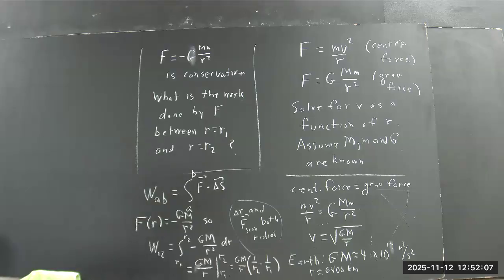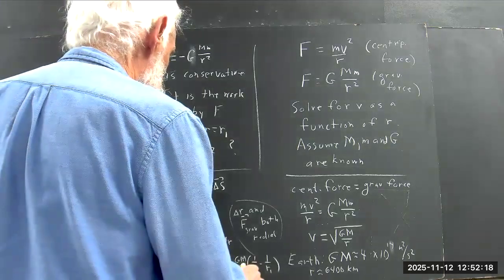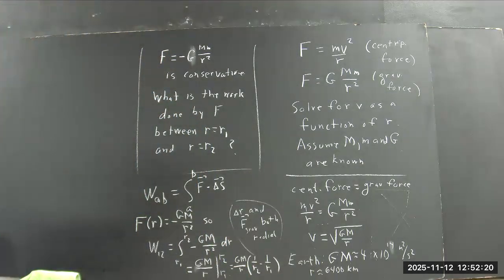Equals GM over R times 1 over R2 minus 1 over R1. Divided by 3, it would be. But we could also just reduce that fraction. That's pretty straightforward, right? Just integrating 1 over R squared. So be sure you understand that, reduce that fraction down.